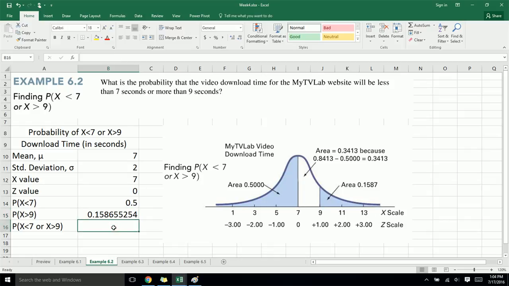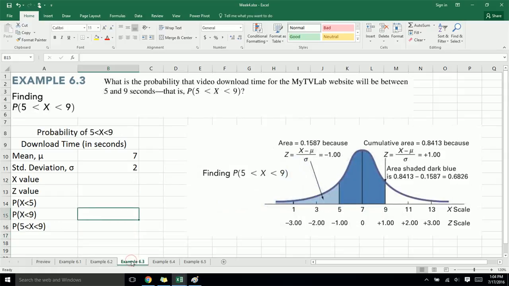So what's the probability of x being less than 7 or greater than 9? To find that, we just need to add these two probabilities up, which is equal sign, select this plus that, and enter. So the probability of x being less than 7 or greater than 9 is about 66%. So let's move on to example 6.3.